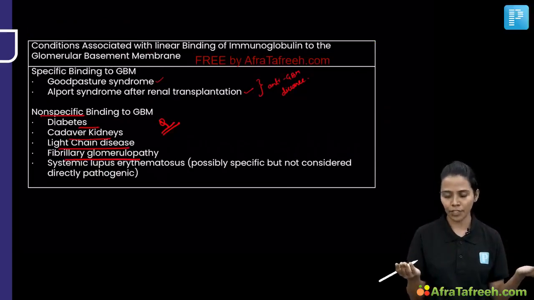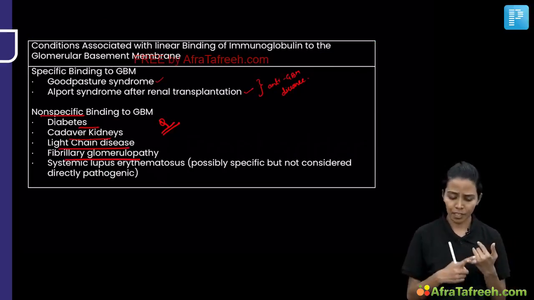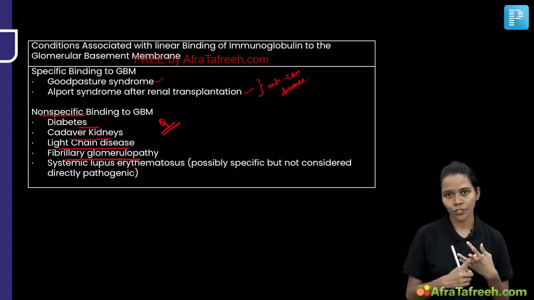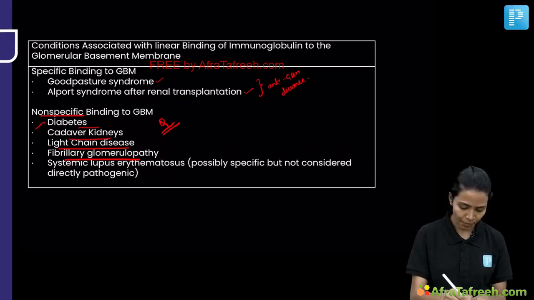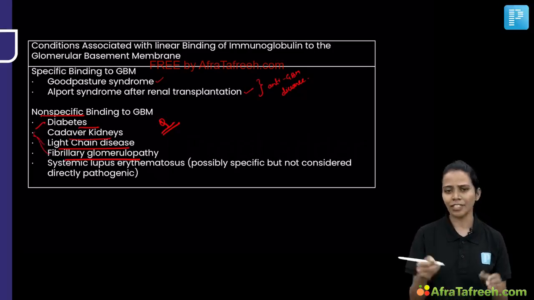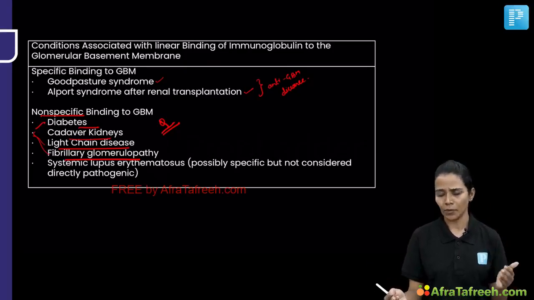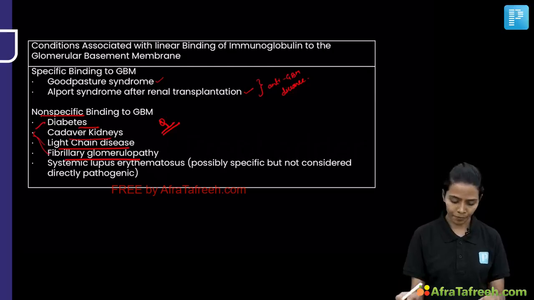So, that's how we differentiate. Okay. So, it is going to be in diabetes, it can be in cadavers, it can be light chain deposition diseases, or in fibrillary glomerulopathy. Okay, so these 3 diseases, it's by disease per se. This is because cadaver kidney, because there is trapping of these antibodies, so it will be there. Okay, so this is one important thing for you to remember.